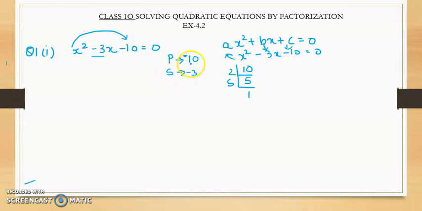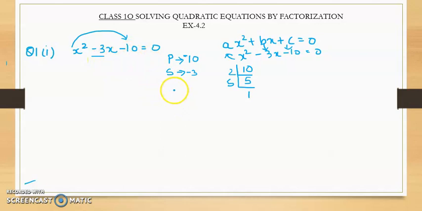So we take the factors of this number without seeing the sign. Since it is negative, don't take negative 10 to make factors. You take positive 10, so the factors are 2 and 5. This means what should be the sign of 5 and 2 in such a manner that when I add them, I should get minus 3, and when I take the product, I should get minus 10?